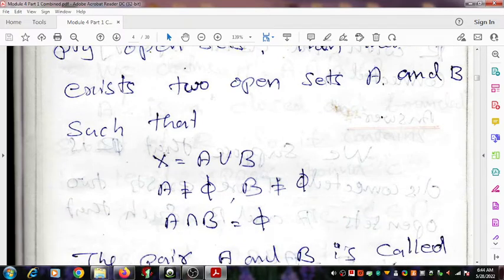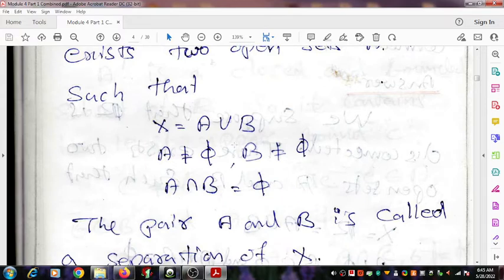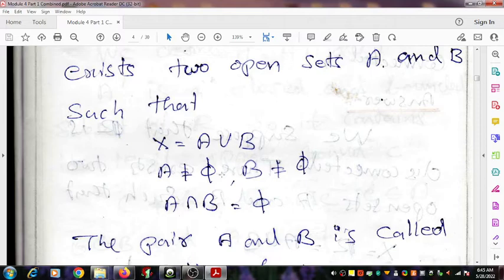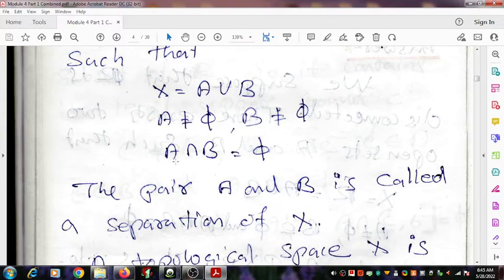X, the whole space, is equal to the union of the two open sets, A union B. Moreover, we have the conditions: the first set A is not an empty set, and B, the second set, is also not an empty set. So the open sets A and B are not empty, and their intersection must be empty. That means there is no common point for the open sets A and B. So A intersection B is an empty set.